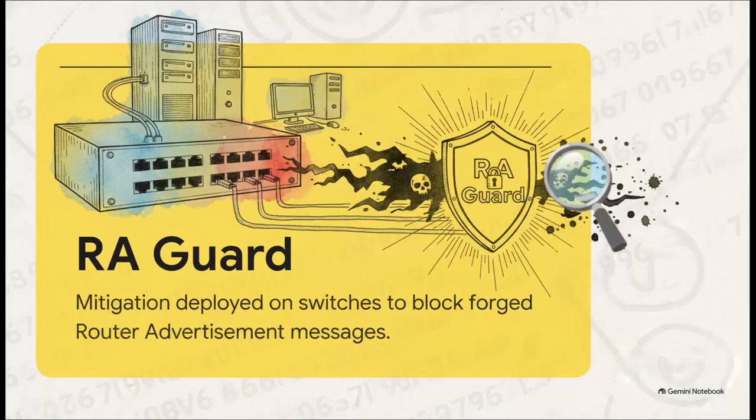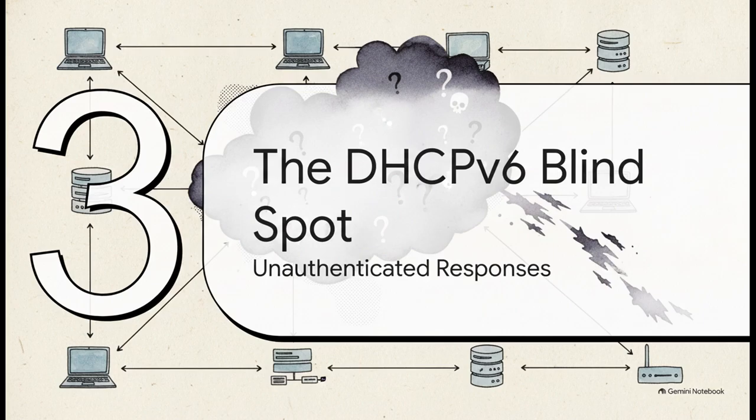It's wild. So how do we stop an attacker from hijacking our routing with a simple forged message? You deploy RA Guard. This is your primary mitigation tool for SLAAC spoofing. By deploying RA Guard on your switches, you configure the hardware to explicitly block router advertisement messages that originate from non-router ports. It essentially forces the network to only accept routing instructions from the actual authorized physical ports where your legitimate routers are plugged in. Okay, moving to Section 3, the DHCPv6 blind spot.